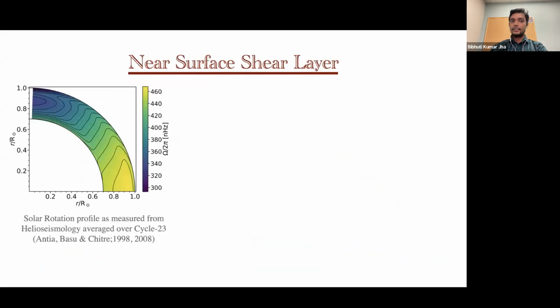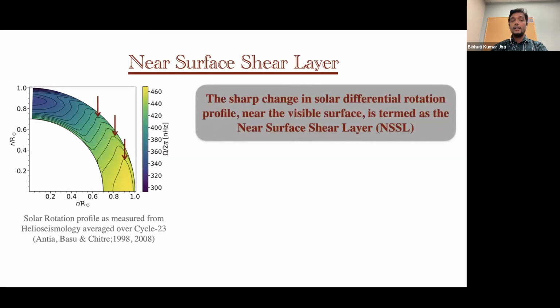And a great breakthrough came with helioseismology. So this is the plot from helioseismology, where helioseismology has mapped the differential rotation rate of the sun in the solar convection zone and even below that. And you can see here, there is a very interesting thing happening very close to the surface. The sharp change in solar differential rotation that we see in this contour near the visible surface is termed the near surface shear layer.